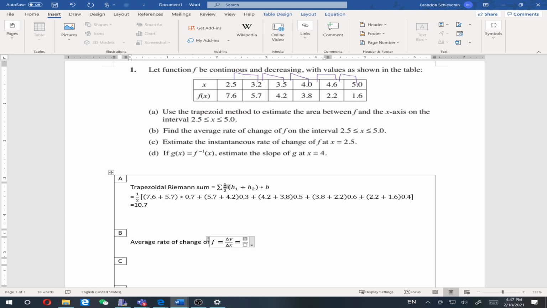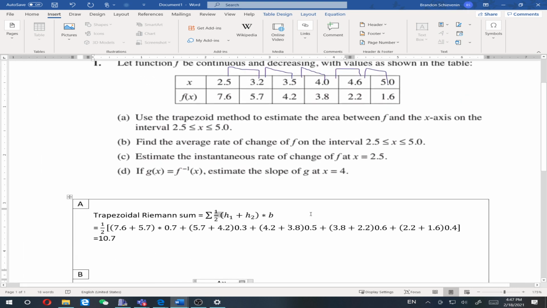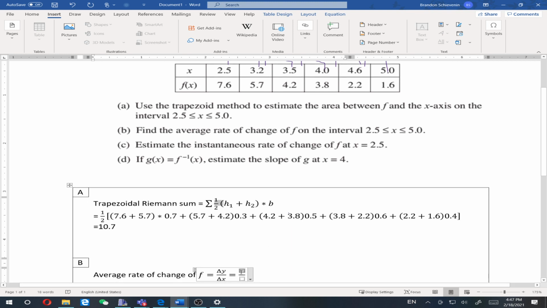What's our change in y for these values? Is that the difference between 2.5 and 5? That's our change in the x values, so I can put that in the bottom. So 5 minus 2.5 is our change in x. That means the change in y will be f of x, so we start at 7.6 and the end is 1.6. So this will be 1.6 minus 7.6, which would be negative 6.